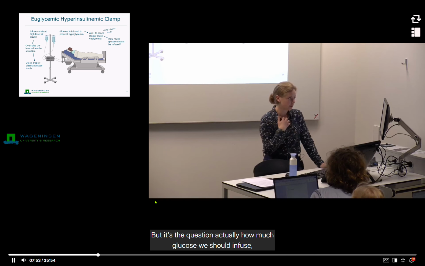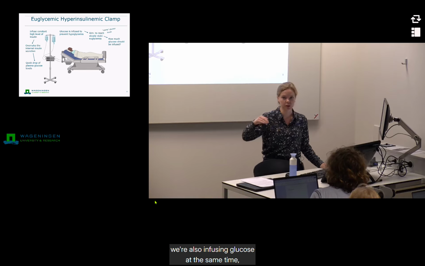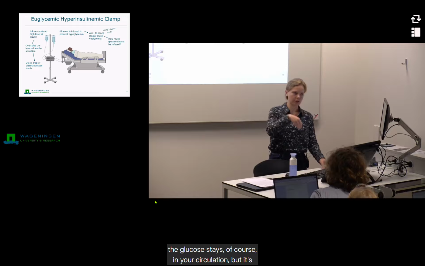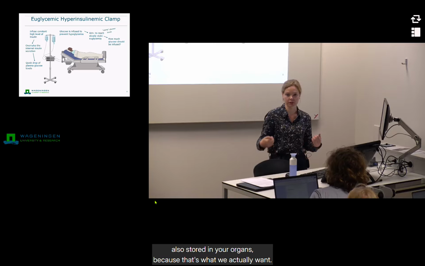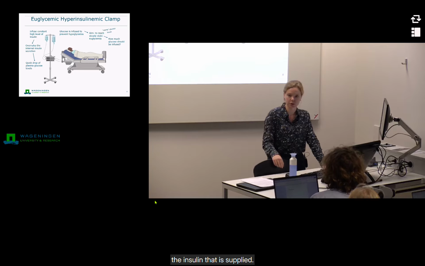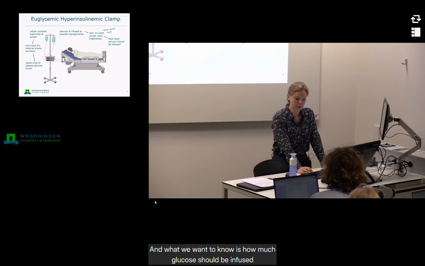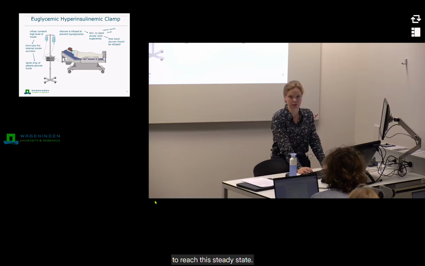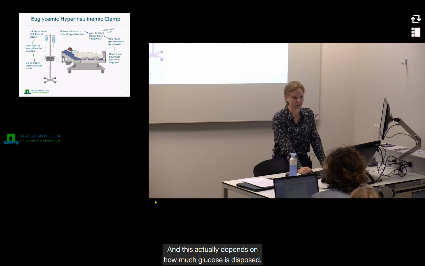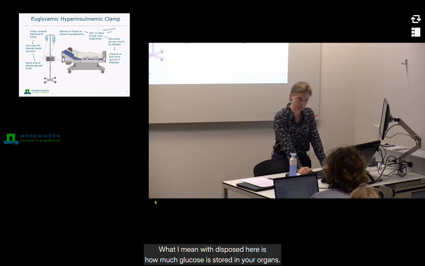But the question is how much glucose we should infuse, because if we infuse very high levels of insulin and we're also infusing glucose at the same time, the glucose stays of course in your circulation, but it's also stored in your organs, because that's what we actually want: that the cells in the body take up the glucose in response to the insulin that is supplied. And what we want to know is how much glucose should be infused to reach this steady state. And this actually depends on how much glucose is disposed. What I mean with disposed here is how much glucose is stored in your organs.